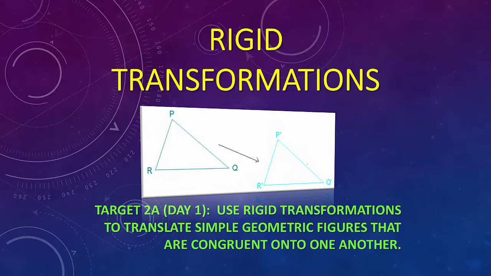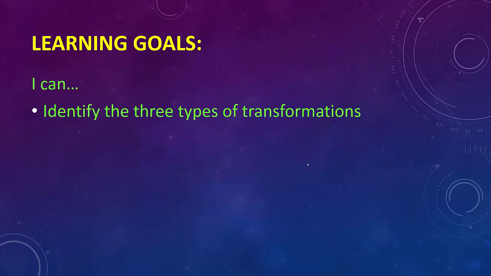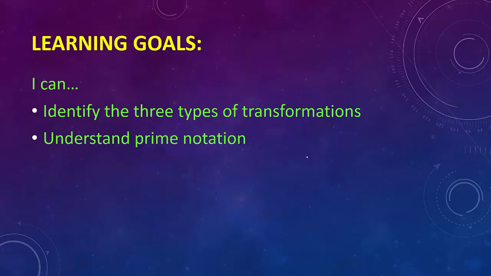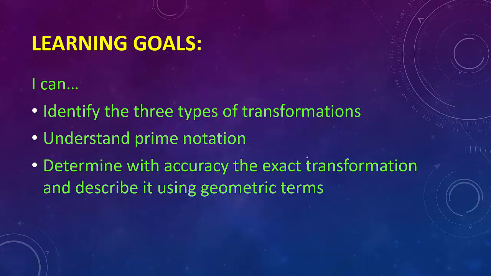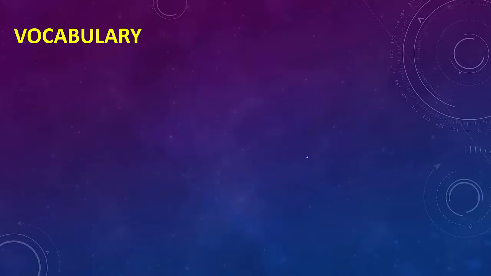All right, so we're starting key concept 2, and this is going to be day 1 of target 2A. This is rigid transformations. For your learning goals: I can identify the 3 types of transformations, understand prime notation, determine with accuracy the exact transformation and describe it using geometric terms, and finally, identify congruent sides of figures that are congruent. All right, so let's start with some vocabulary.